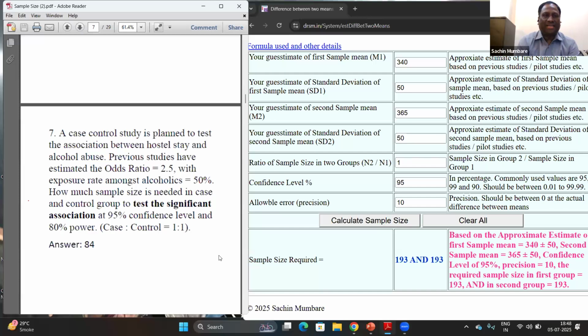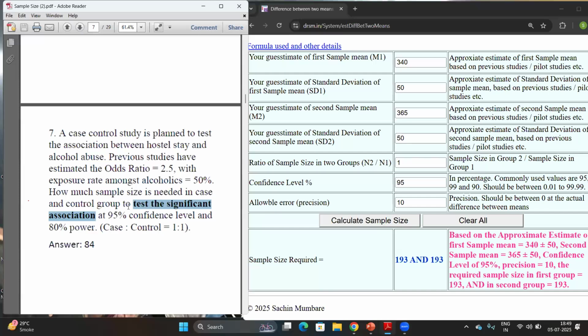Now, next example. A case control study is planned to test the association between hostel stay and alcohol abuse. Previous studies have estimated the odds ratio is equal to 2.5 with exposure rate amongst alcoholics being 50%. How much sample size is needed in case and control group to test the significant association? Now here our objective is what? To test whether hostel stay is significantly associated with alcohol abuse by students. This is our objective.